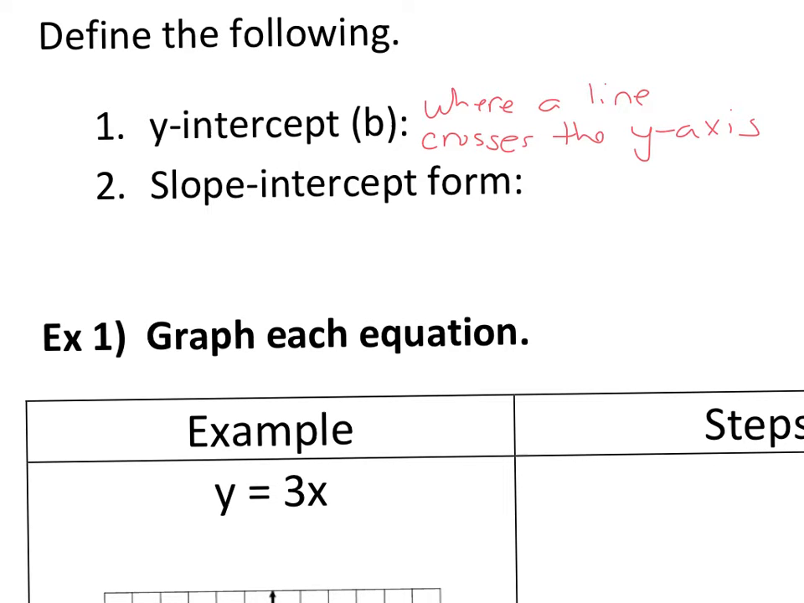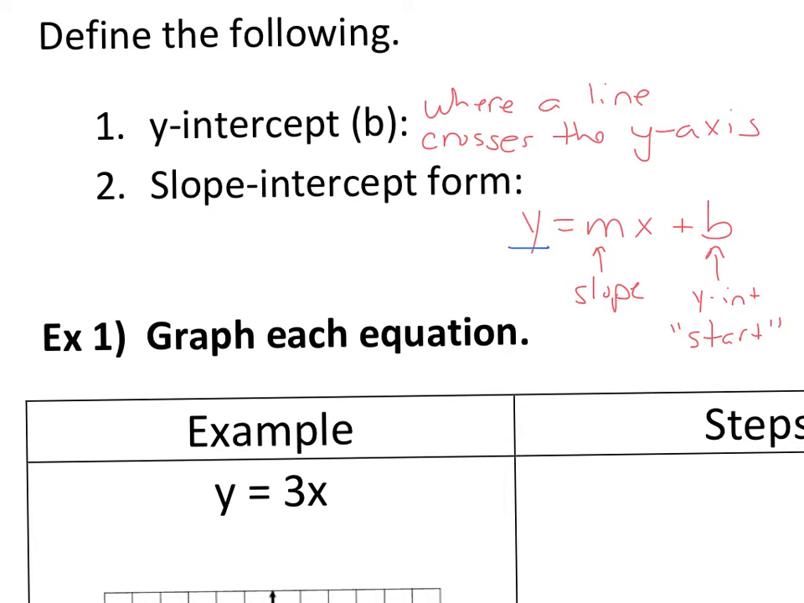Now, slope-intercept form is an equation. It's y equals mx plus b, okay? And just to review, m is slope. We should know that, okay? Now, your b-value is going to be your y-intercept. It is also where we're going to start all of our graphs. So I like to call it our starting point, okay?